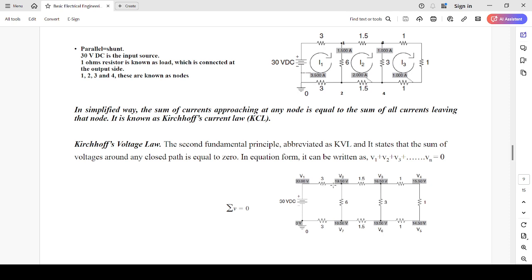Similarly, you can see that between V2 and V7, at V2 the potential is indicated by 19.5, whereas at V7 the potential is 10.5. So if you subtract 10.5 from 19.5, you can calculate the drop in potential across the 6 ohm resistor. So it is approximately 9 volt. So you can see that 9 volt is the voltage drop across the 6 ohm resistor.